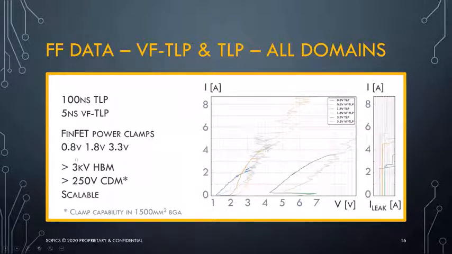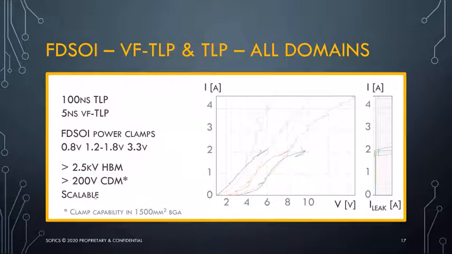All of these curves show you a performance of 3000 volts HBM, more than 250 volts CDM capability in a 1500 square millimeter BGA package, and those results are very scalable. So we have very good confidence that we can use these devices for very adequate CDM protection, as is actually proven by actual products in volume production.